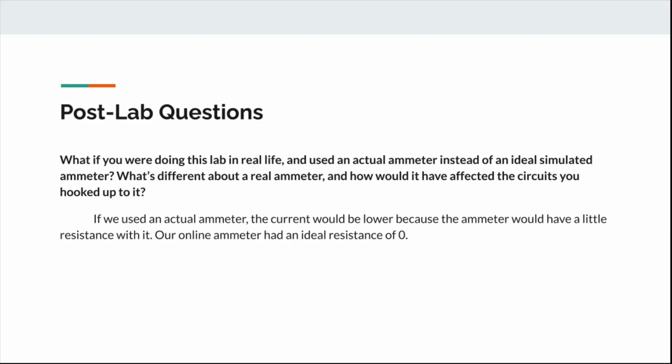We also had some post-lab questions we wanted to answer. The first one was, what if you were doing this lab in real life and used an actual ammeter instead of an ideal simulated one? And what's different about this real one and how it affected the circuits you hooked up to it? Well, if we use an actual one, the current would be lower because the ammeter itself would have a little resistance with it. Obviously, this is not ideal, so the online ammeter has the ideal resistance of 0, but that cannot be helped. It will be a source of error in our experiment.